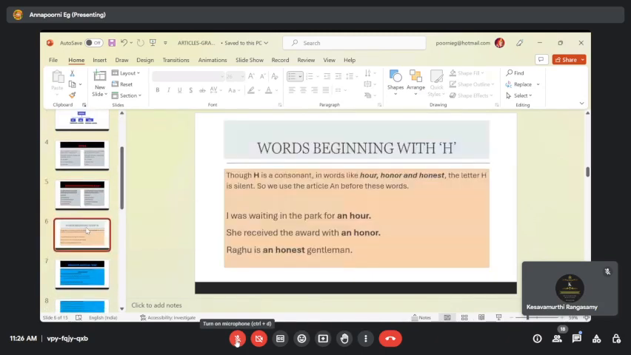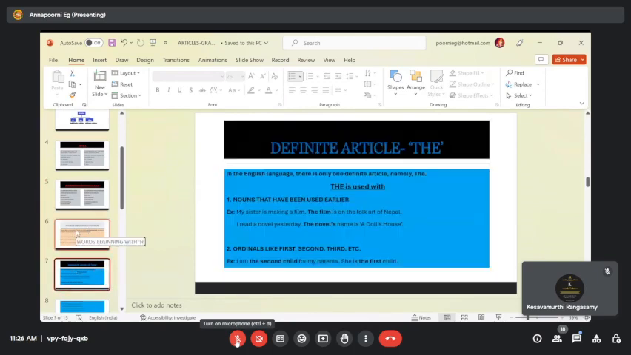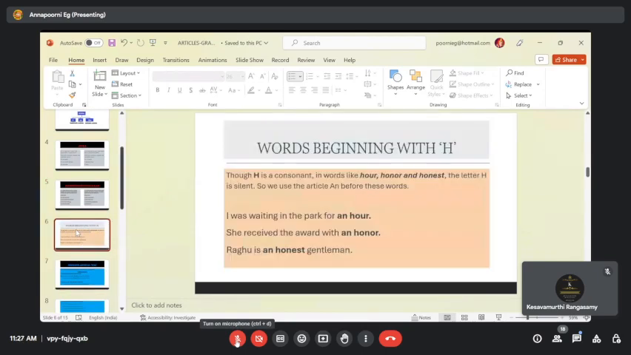While writing with a word or in a sentence, also we will discuss this one, and in the next class we will be discussing the definite article. So today the last slide is words beginning with H. This is also an exception in the English language. Yes, who is ready to read this slide? I will read, ma'am. Yes, Kaviarasan. Though H is a consonant, in words like hour, honor and honest, the letter H is silent. So we use the article an before these words.